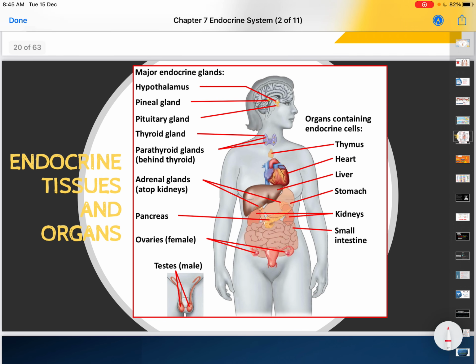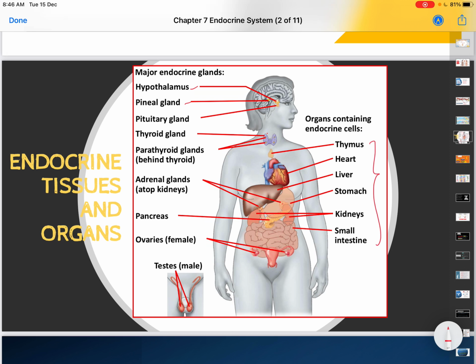Okay, so these are the major endocrine glands in our body: hypothalamus, pineal gland, pituitary gland. Please remember the location of each gland. The pituitary gland, the thyroid gland here, and the parathyroid, which is under the thyroid gland. We have the adrenal gland, which is located on top of our kidney. The pancreas, which is located below our stomach at the back, and the ovaries and the testes. And these are the organs containing endocrine cells.